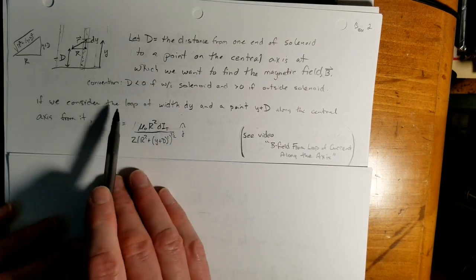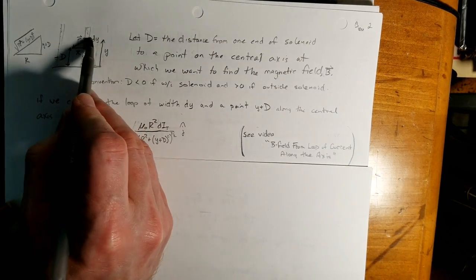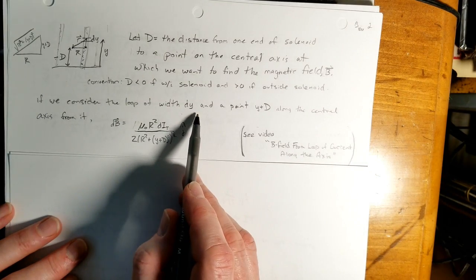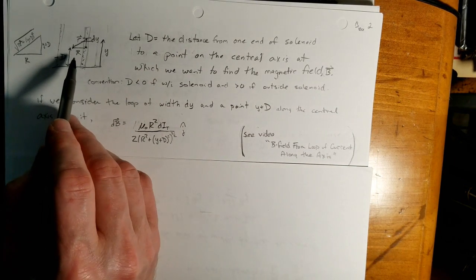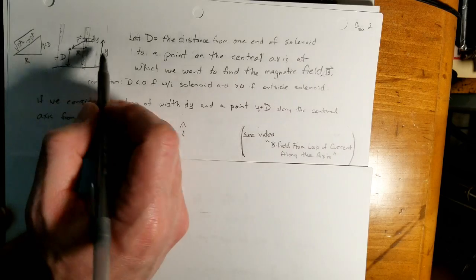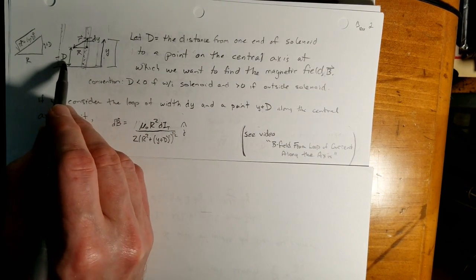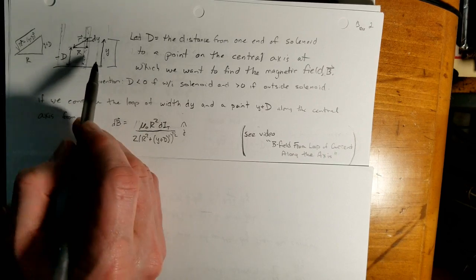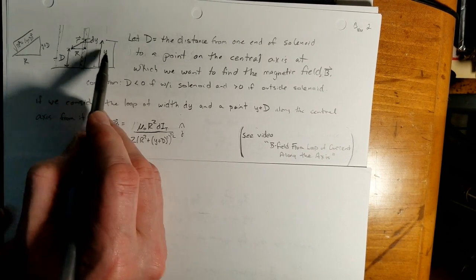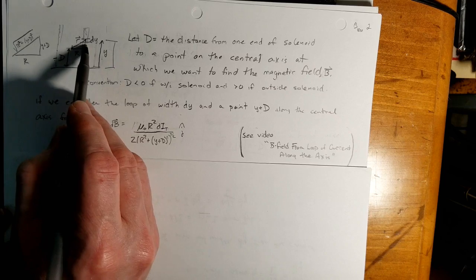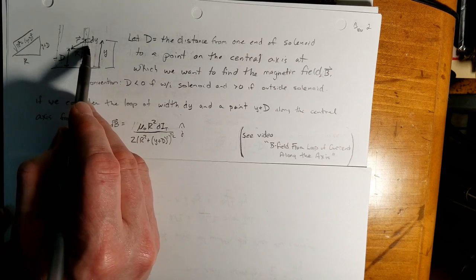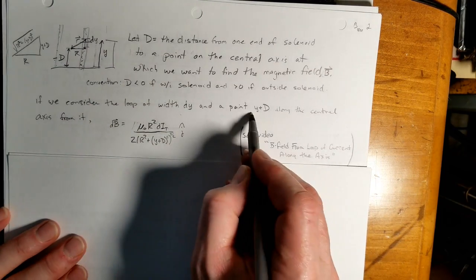Now we're going to consider a loop of width dy. So I'm looking at a dy right there at a point of y plus d. This distance from here to here is y. The distance from here to here is negative d. And so the distance from here to here would be y minus negative d, which is y plus d.